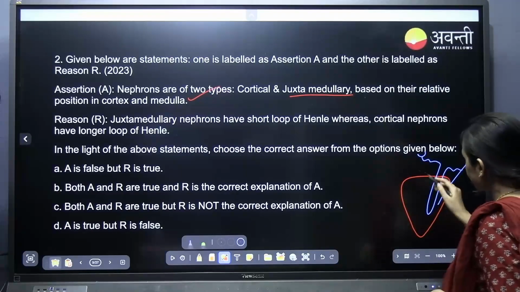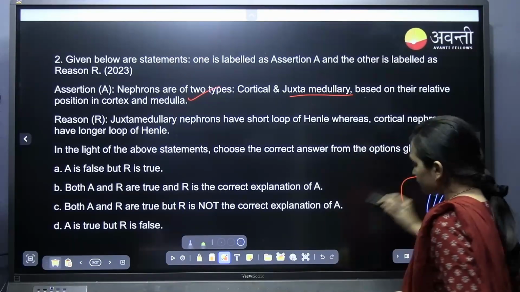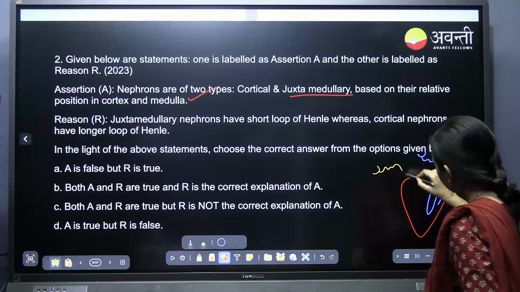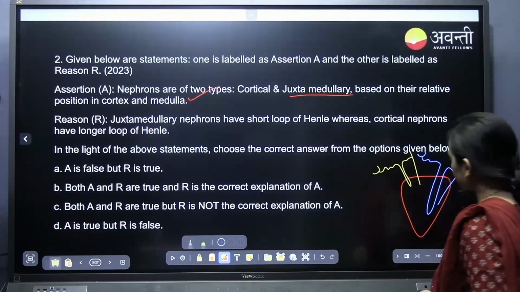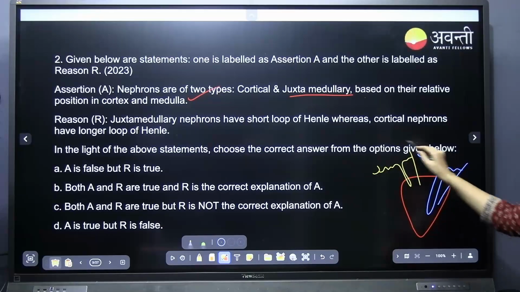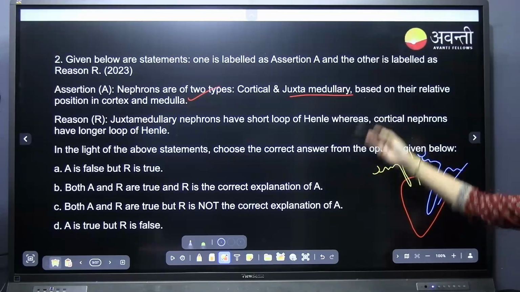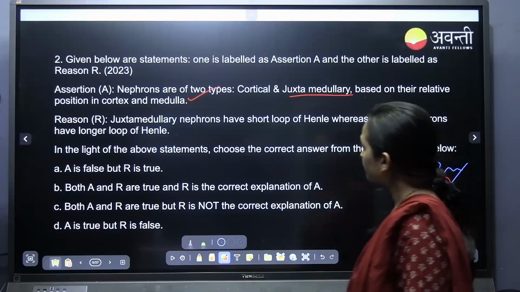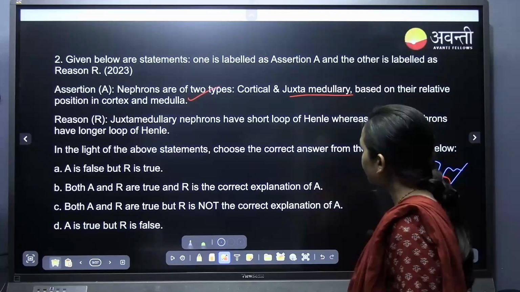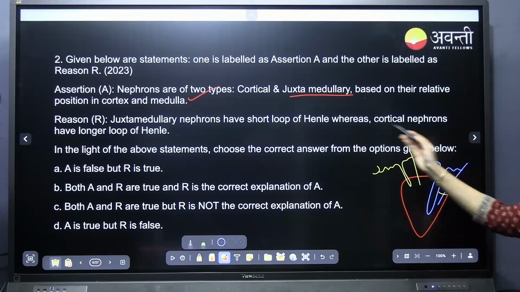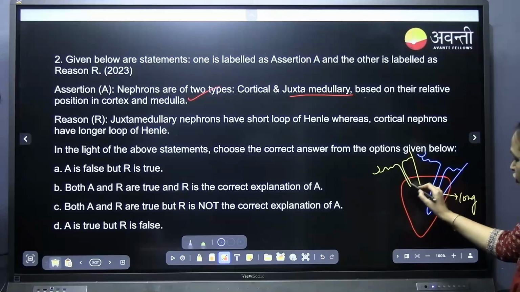This is a collecting duct, and the cortical nephrons, how will they be? They will not be deeply embedded like this. They will be small, only this much. Understood? Much of the portion will be seen in the cortex, that is cortical nephrons. True. Reason: the juxtamedullary nephrons have short loop of Henle. No, see, this is long, right? Long, very long loop of Henle. It is deeply embedded. Whereas cortical nephrons have longer loop of Henle. No, it has short.